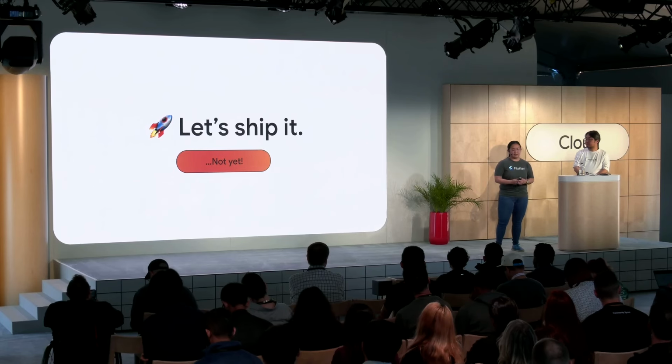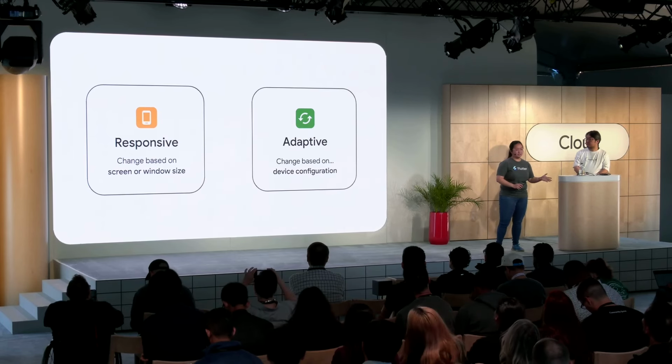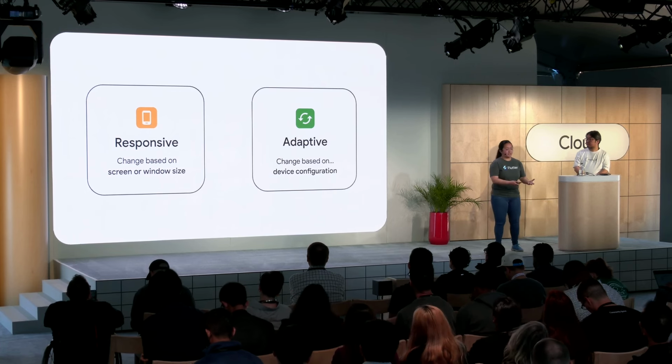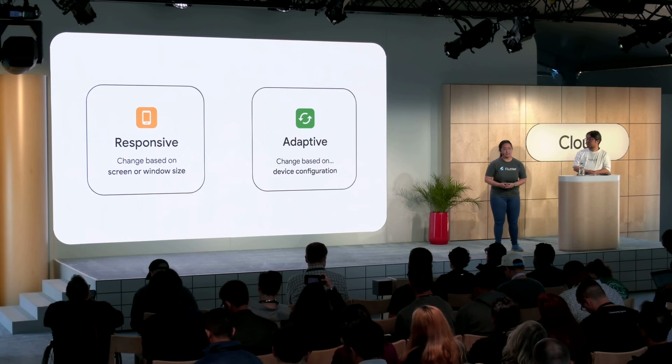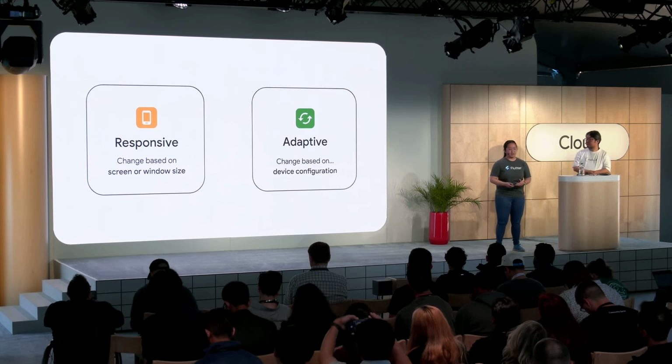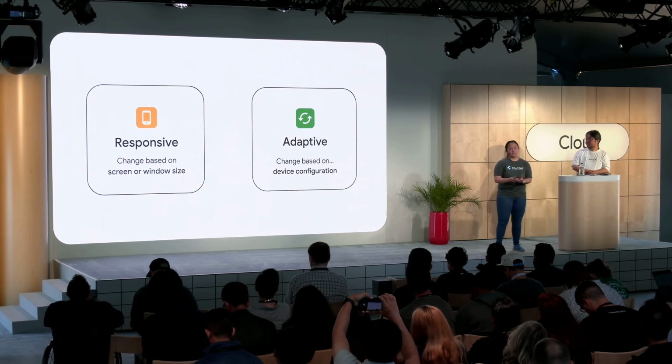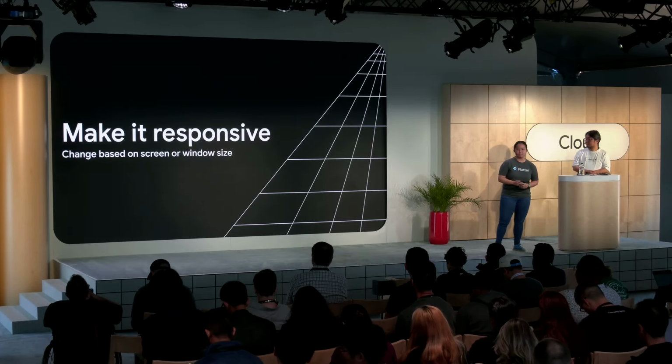So I like to break down these user device considerations into two categories: responsive and adaptive. Responsive is a change in how your app looks based on screen or window size. And adaptive is based on your app's features based on the device configuration. Flutter has widgets and packages to help with optimizing for both. So let's look into a few of the modifications that we made to the mobile app so that it's responsive and adaptive for the best experience across different devices.